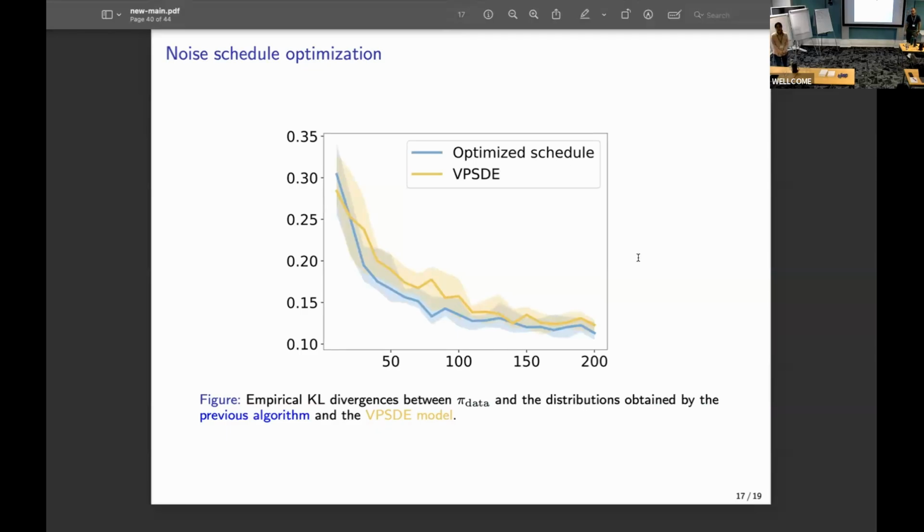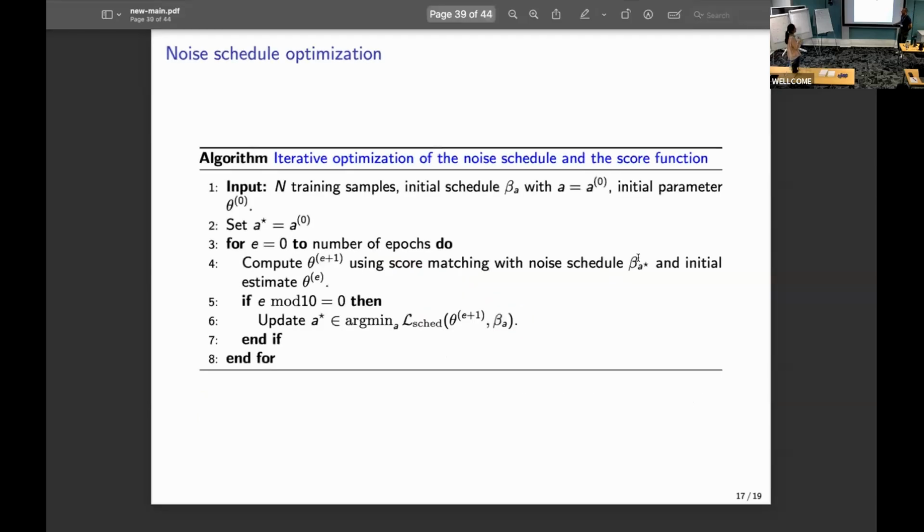Questions? That we state this, you have the condition that the integral of the beta is infinite. Is it a technical one or does it have some practical meaning?